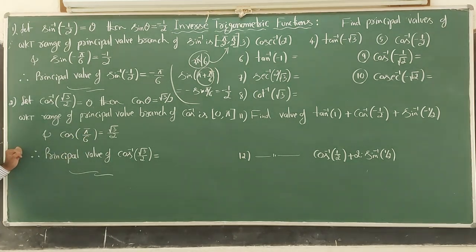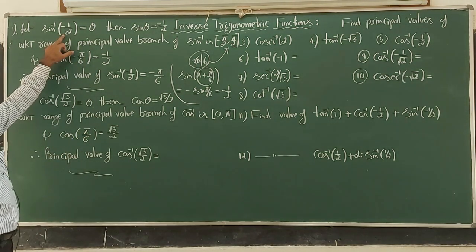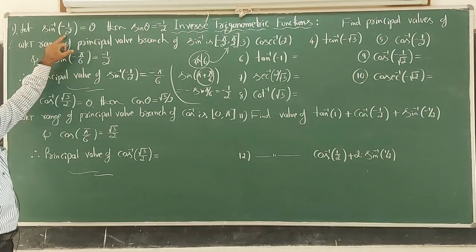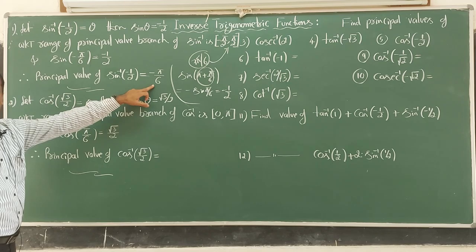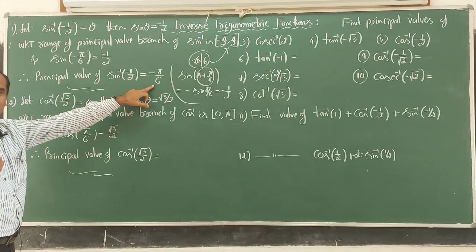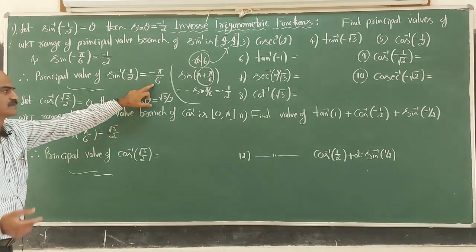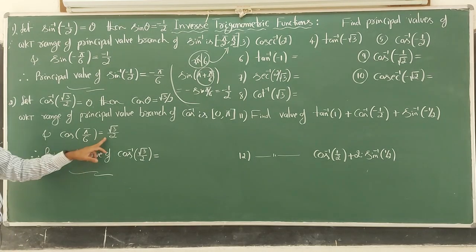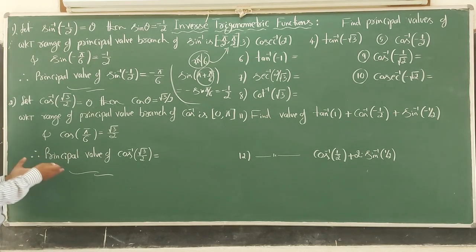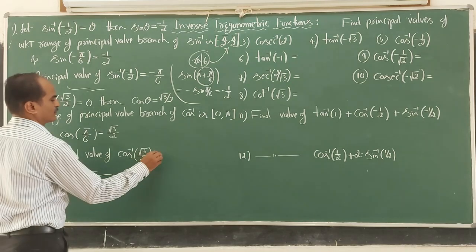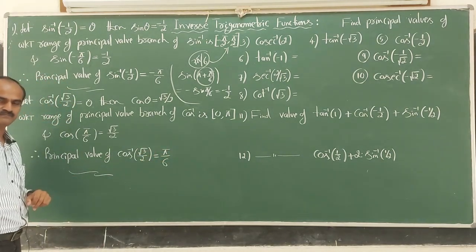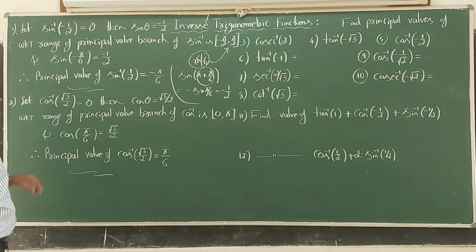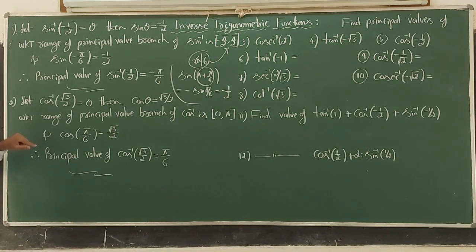root 3 by 2. In the earlier example, sine inverse of x, x is negative. When x is negative, look at the result, what you are going to get? An angle in the interval minus pi by 2 to 0. So, here cos pi by 6 is root 3 by 2, therefore, the principal value of cos inverse of root 3 by 2 is equal to pi by 6. Now, suppose assume that it is cos inverse of minus root 3 by 2.